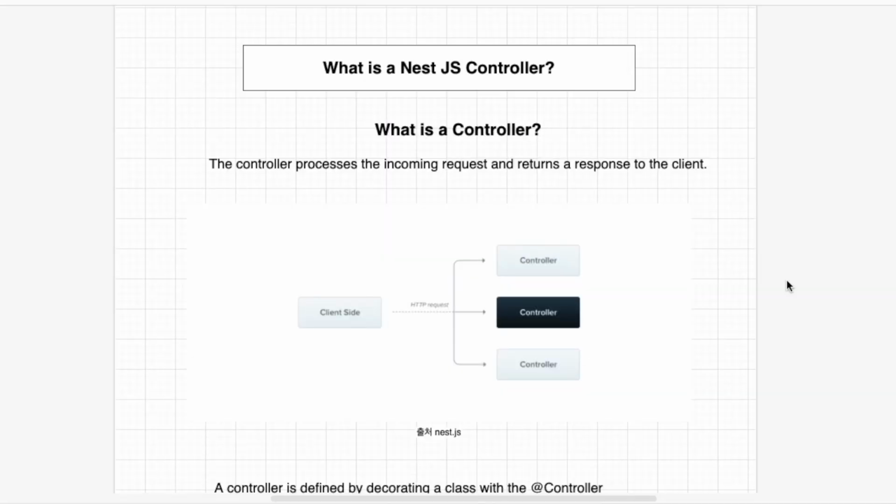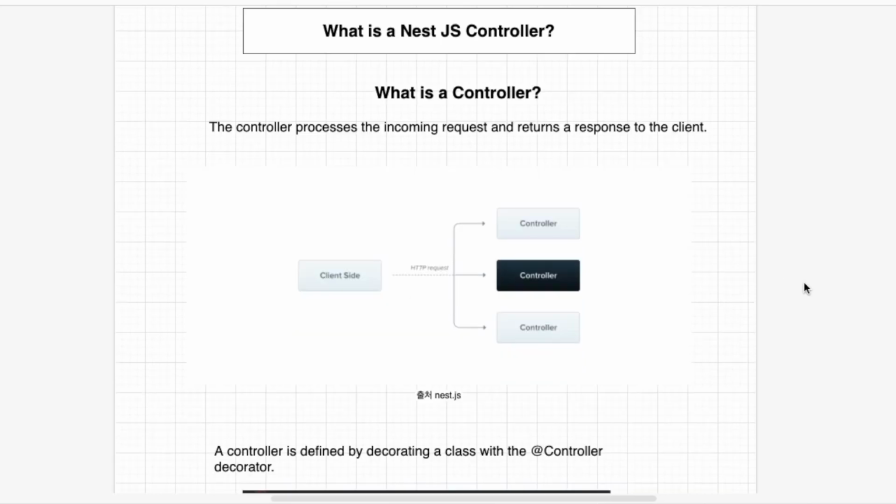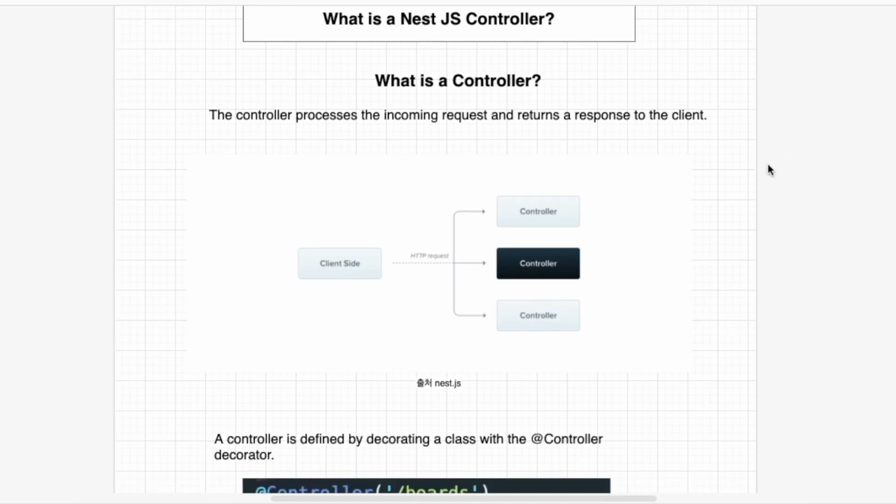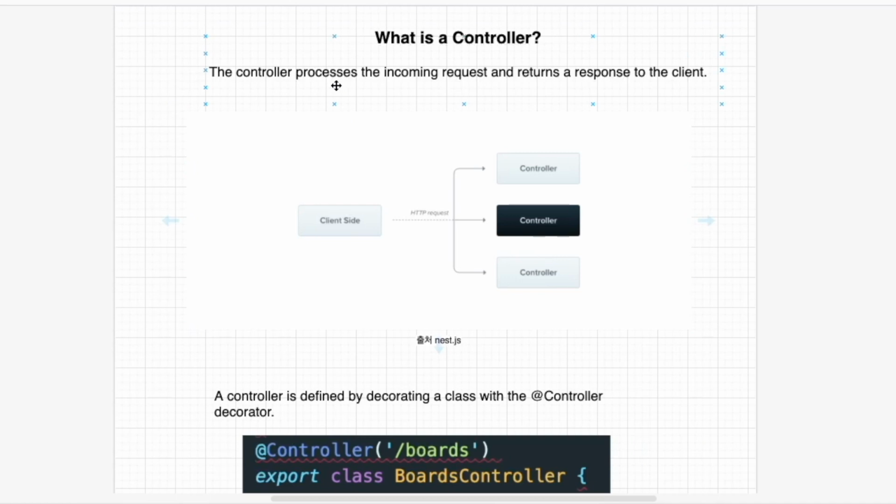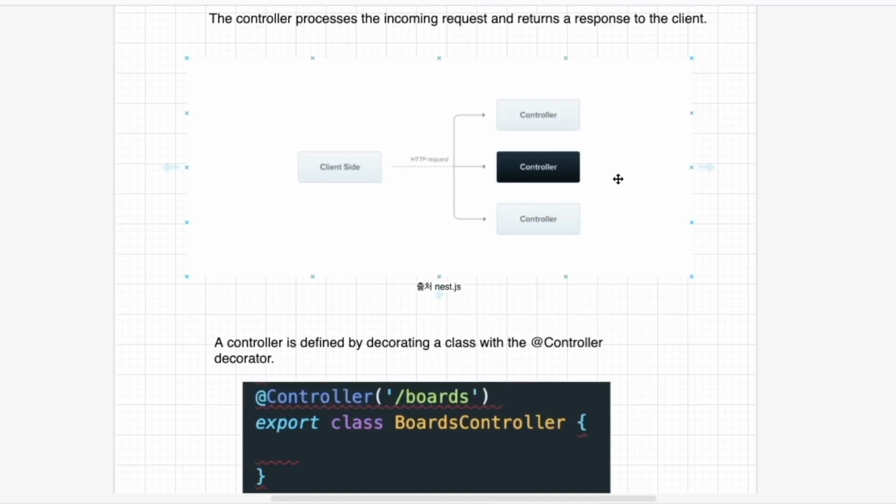Hello, my friend. Today we are going to talk about what a Nest.js controller is. The controller is also really important in Nest.js. First we need to know what a controller does. A controller processes the incoming request and returns a response to the client. If we get an HTTP request from the client side, the controller handles that request, and after handling it, the controller returns a response to the client.